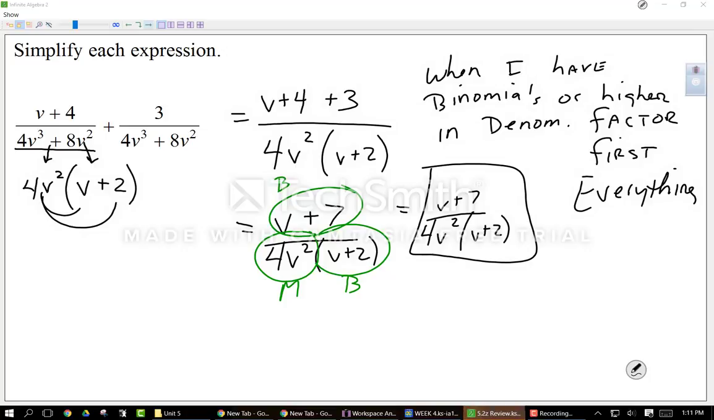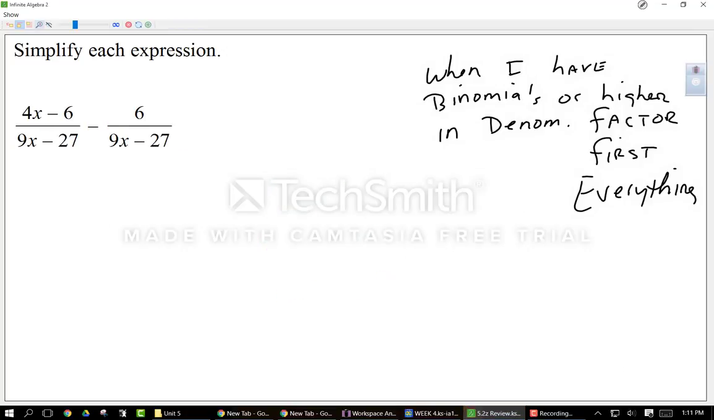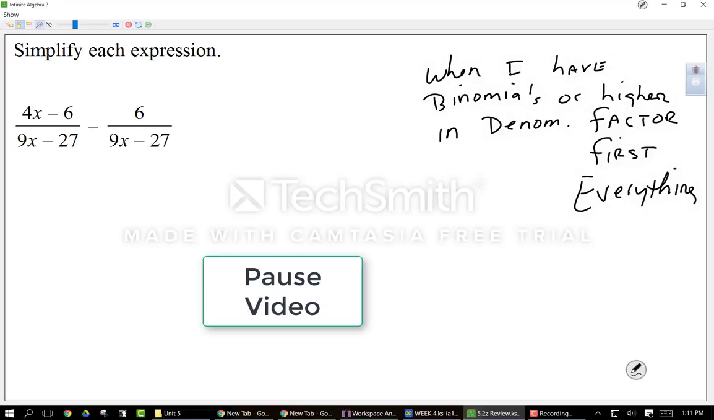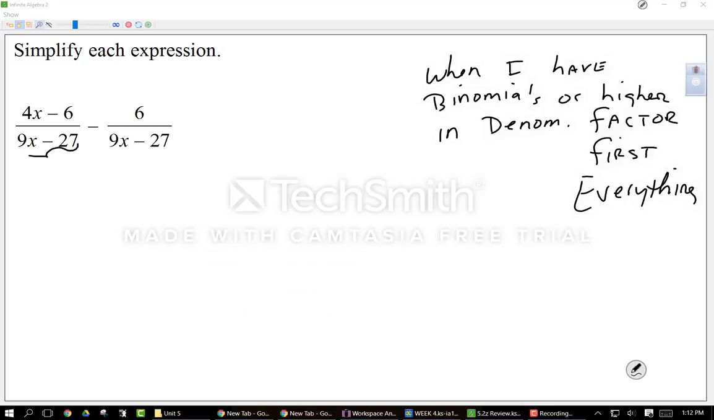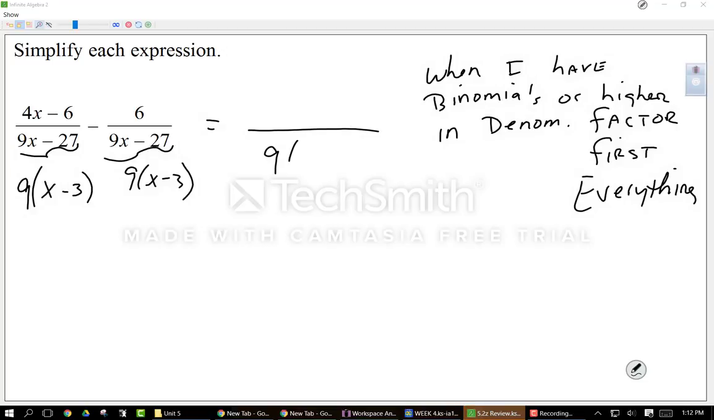That's your final answer. Go ahead and pause the video and try to do this one. Again, hit play to make sure you're right, or if you don't know what you're doing, again, to make sure you kind of follow along afterwards. So if I look, my denominators are the same as well, but factor first. What do they have in common? They both contain a 9, and what do I have left? X minus 3. So that we know is our denominator in our answer to start with.